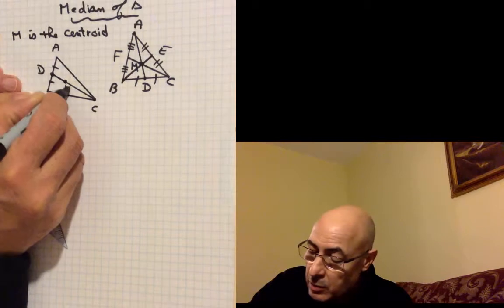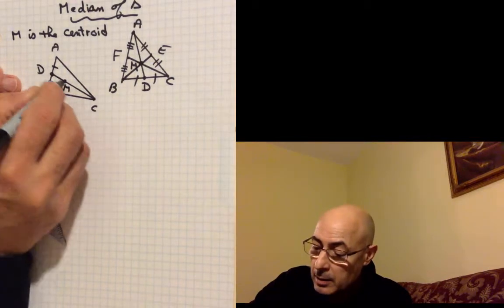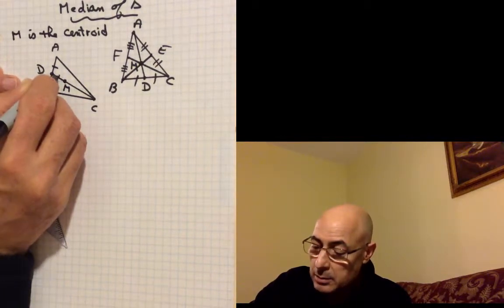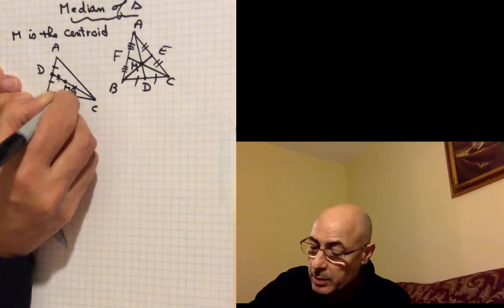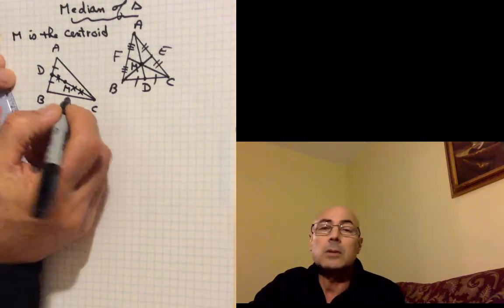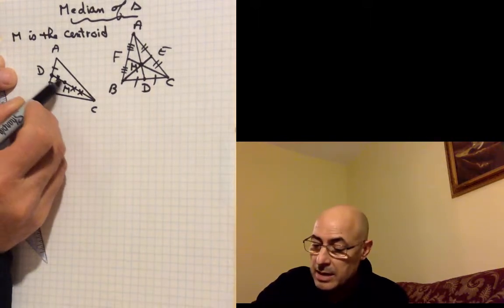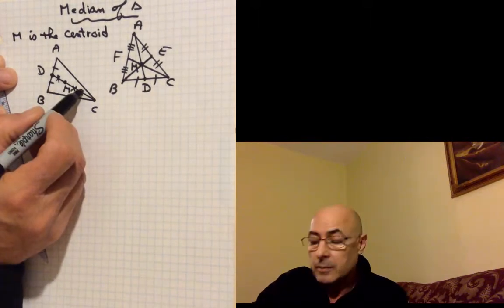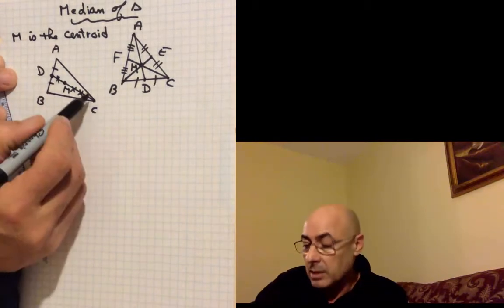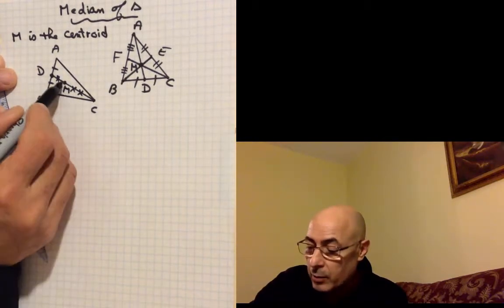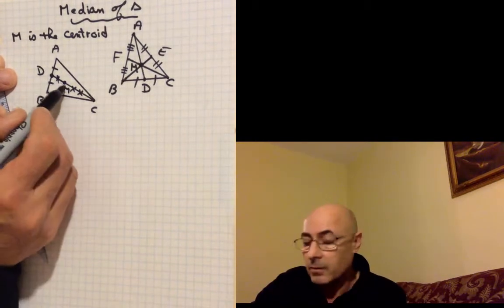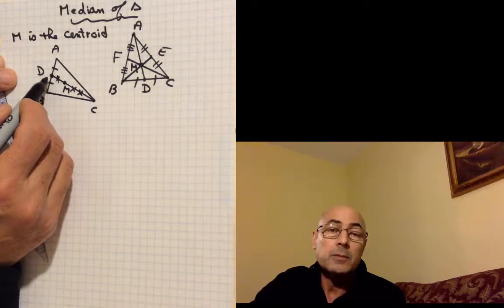So if this is the centroid, if this is one part, this is going to be two parts. So if this is 5, that's going to be 10. If this is 7, that's going to be 14. Vice versa. If I know that this one is 8, from M to C, the long one is 8, so the short one is going to be 4.